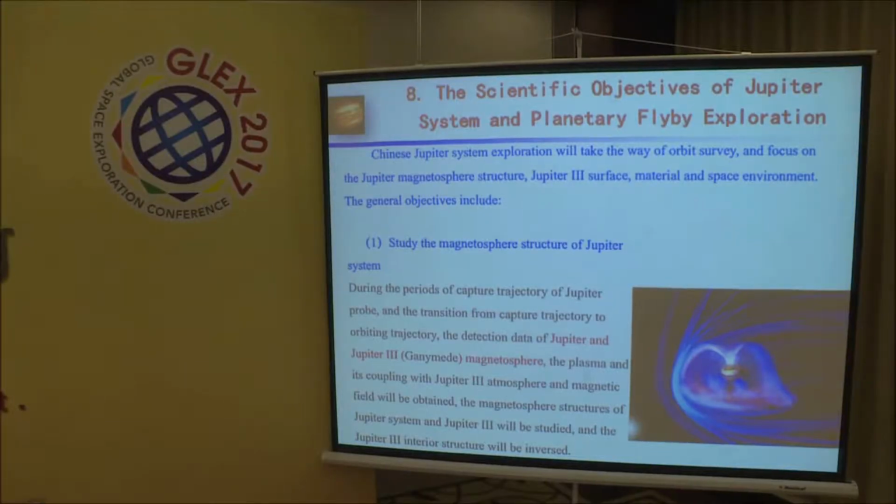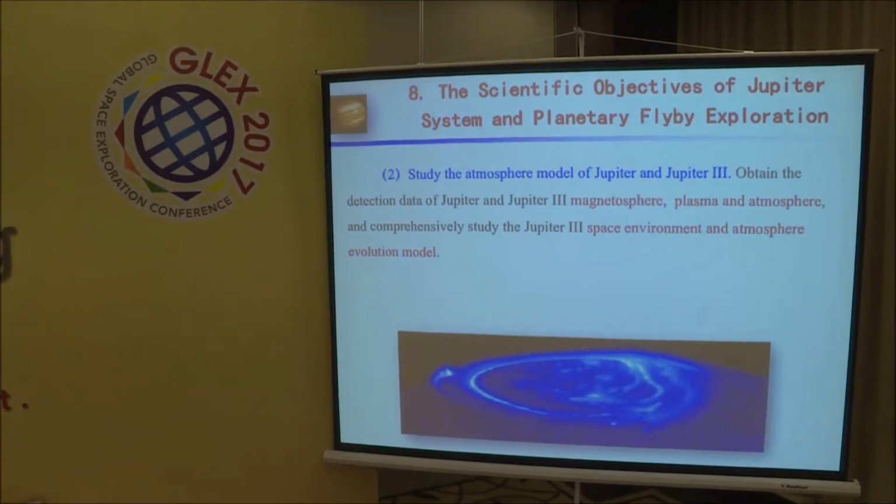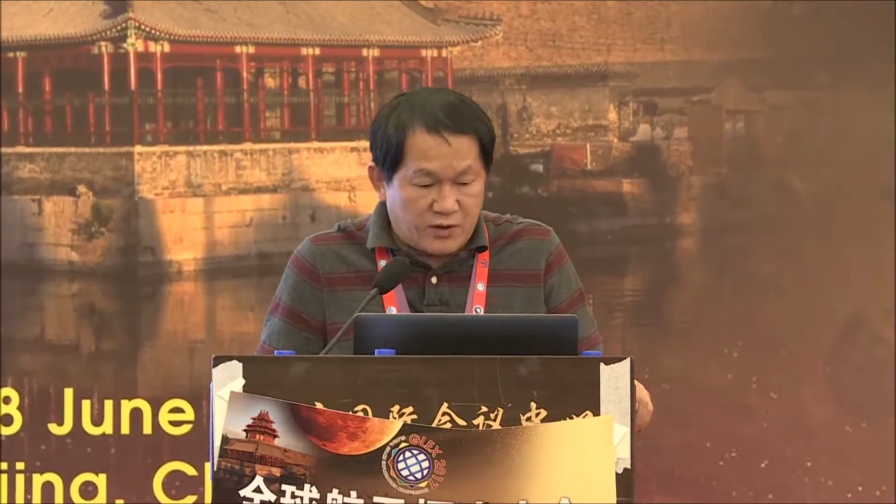The general objective will be studying the magnetosphere structure of the Jovian system, of Jupiter itself and the Jovian moons, because Ganymede is the only moon in the solar system that has a magnetosphere. The second is studying the atmosphere model of Jupiter and its moons. For example, the magnetosphere, plasma, and the atmosphere, and the space environment and the atmosphere evolution model.